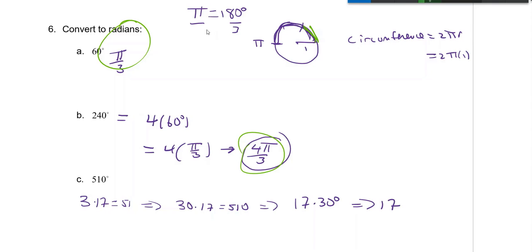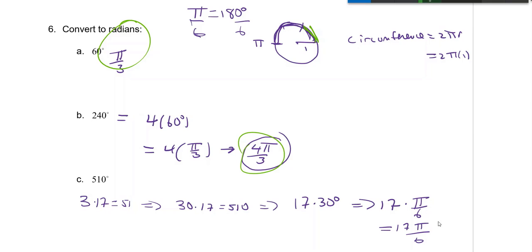Well, 30 degrees is a sixth of pi. To get to 30 from 180, I divide by 6. So if I divide pi by 6, I get the equivalent of 30 degrees in radians. So this is 17 times pi over 6, otherwise known as 17 pi over 6.